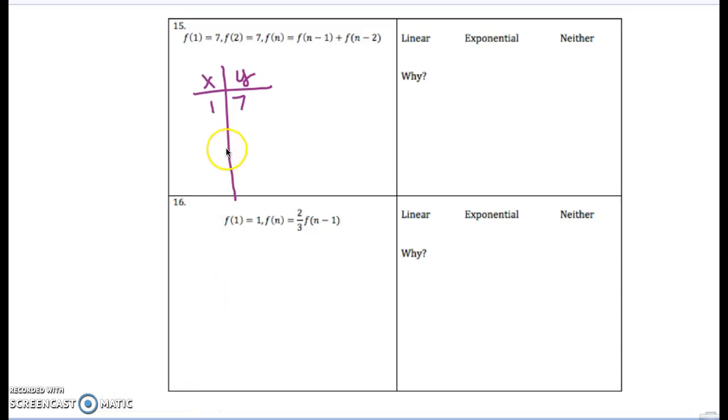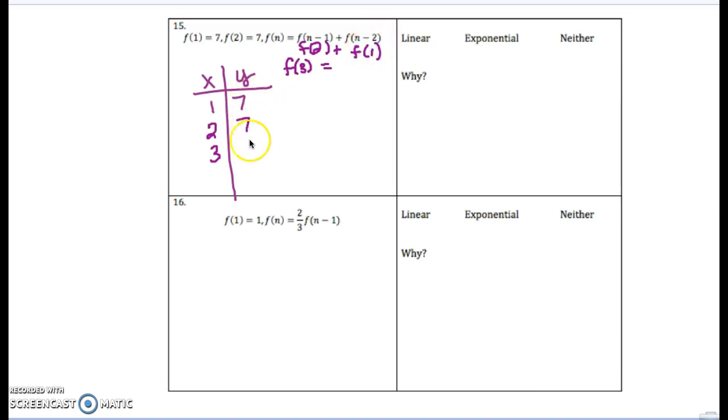If we know that f of 1 equals 7, so this is our x and this is our y. So 1 is 7. F of 2 equals 7, so if I plug in a 2 for x, that also gives me 7. F of n doesn't tell me what 3 is, but if I plug in 3, f of 3 is equal to f of n minus 1, so that would be f of 2, plus f of n minus 2, so 3 minus 2 is actually f of 1.